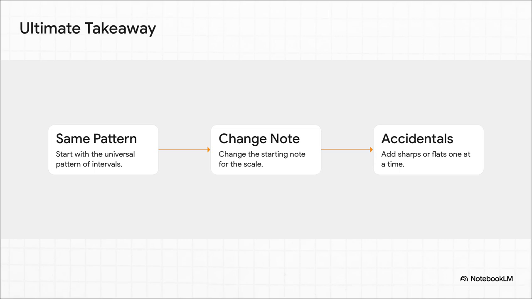So let's break down the ultimate synthesis of everything we've covered in this explainer. The absolute biggest thing I want you to remember is that you aren't memorizing 12 random, disconnected scales. The key idea here is wonderfully simple. Every single new major scale starts with the exact same universal pattern of intervals. Secondly, the only thing that actually changes is your starting note. And third, you just add sharps or flats, one accidental at a time, to maintain that exact pattern. It's really just one simple mathematical rule that naturally produces 12 brilliant, interconnected outcomes.